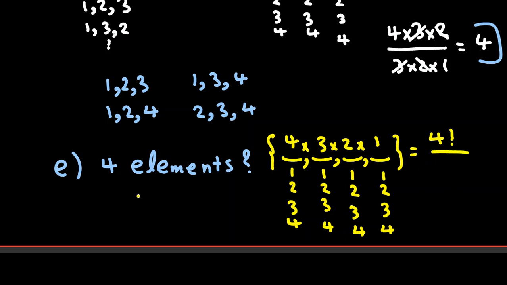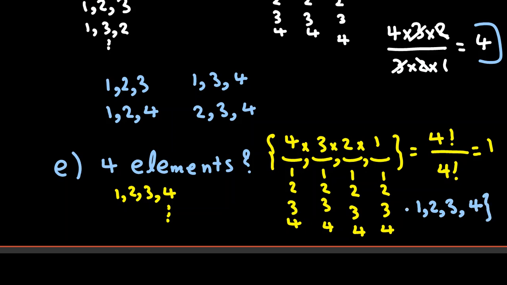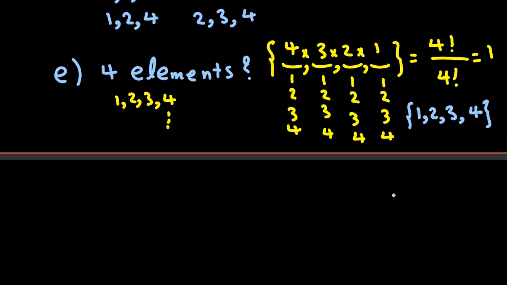Over each subset, for example 1, 2, 3, 4, you calculate all the permutations over 4 factorial. Because there are 4 factorial permutations, it is 1, and it's obvious. Because the only subset with 4 elements of our main set is 1, 2, 3, 4. So the only subset with 4 elements is exactly itself, 1, 2, 3, 4.